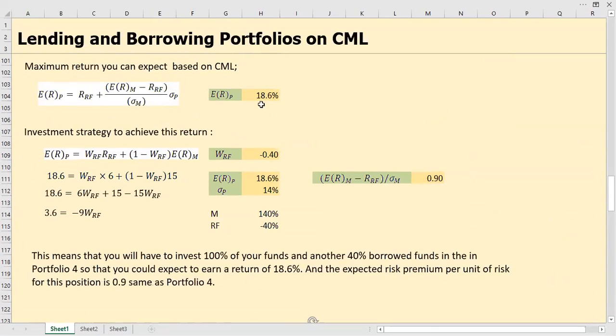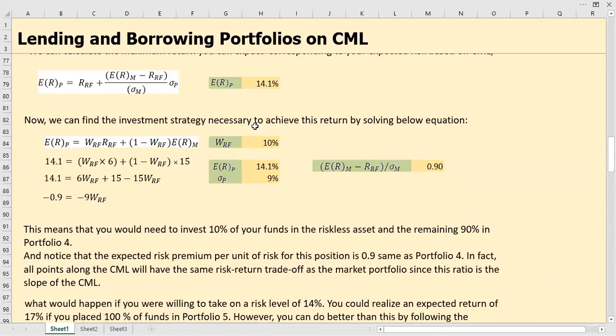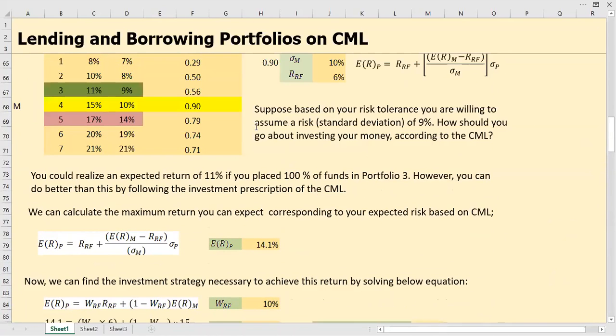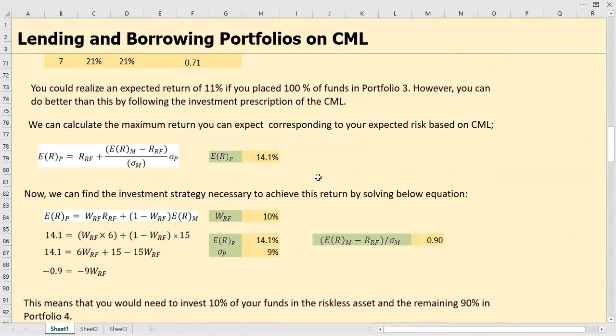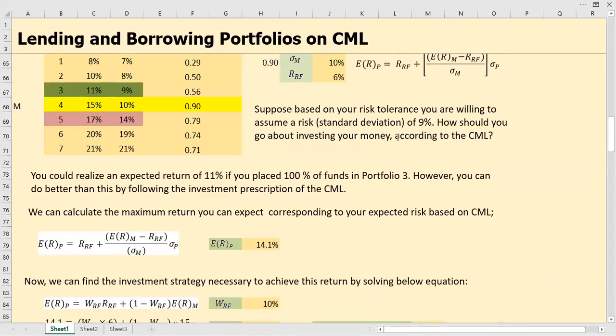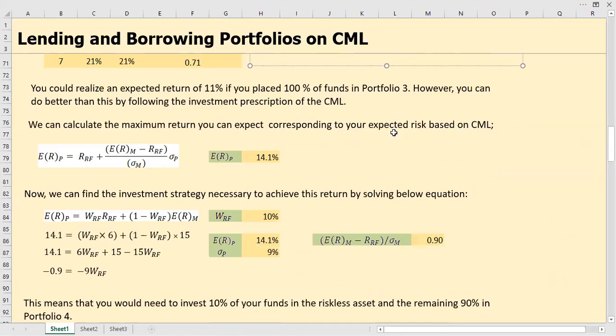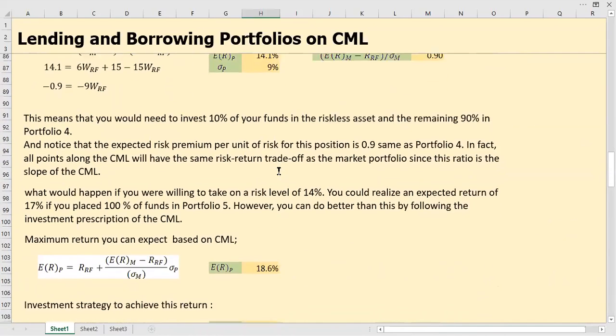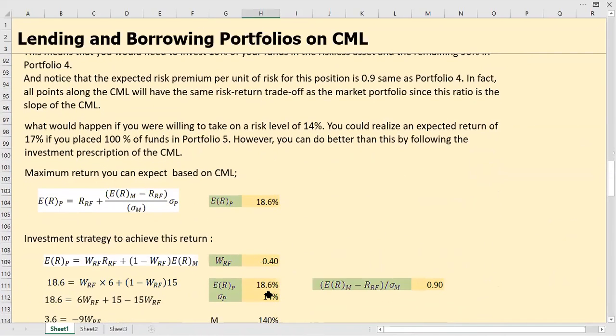Now the tolerance of the risk when it comes to the lending portfolio is 9% here. We just imagine that 9%. So our tolerance is 9%. If the tolerance is 9%, that means you can go up for a 14.1% of return. When it comes to the borrowing portfolio, our tolerance is 14%. If it is 14%, you can go up for a 18.5, sorry, 18.6.